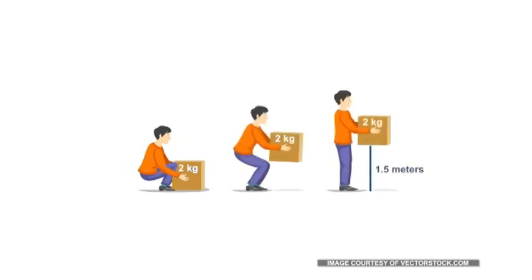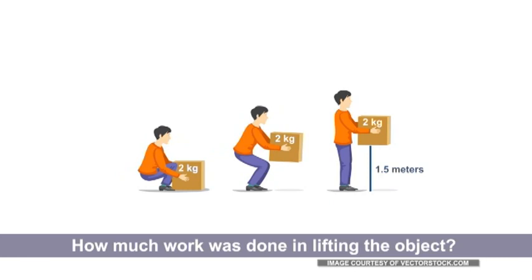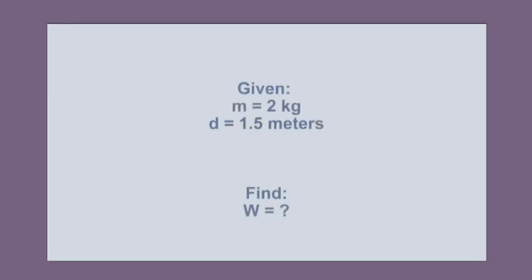A 2 kilogram object is lifted to a height of 1.5 meters. How much work was done in lifting the object? In this problem, we are given the following. M is equal to 2 kilograms, or the mass of the object, and D is equal to 1.5 meters. Right now, we are missing our force or F and W or work.